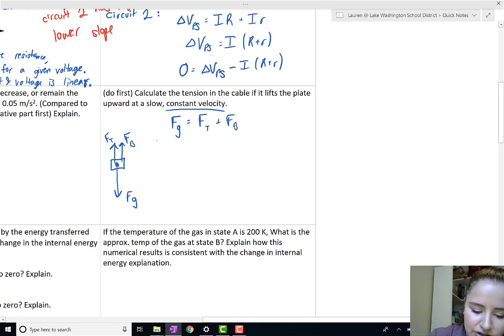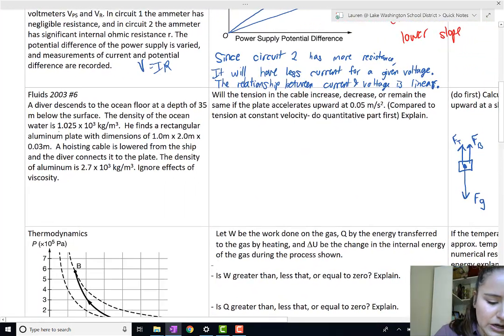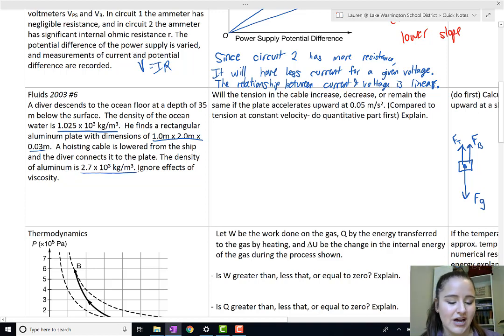If we're calculating the tension, then it will be the force of gravity minus the force of buoyancy. We can calculate the force of gravity from mass times gravity, minus the force of buoyancy, which is rho V g. Now we have to be careful here with our rhos. This is going to be the density of water. We don't know the mass of our plate. We know the density of the ocean water, we know the dimensions of our plate, and we know the density of the plate, but we don't know off the top of our heads the mass of the plate. We're going to have to figure that out.